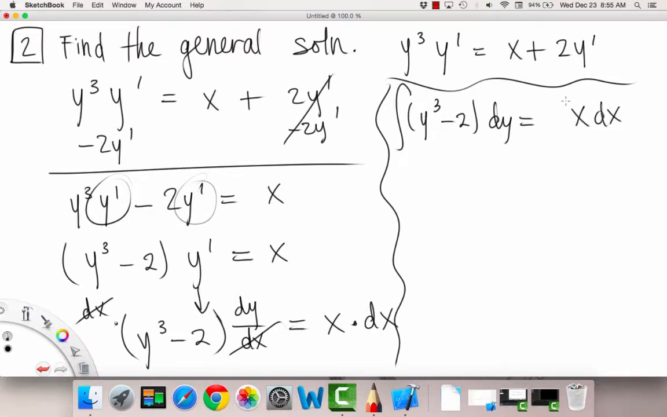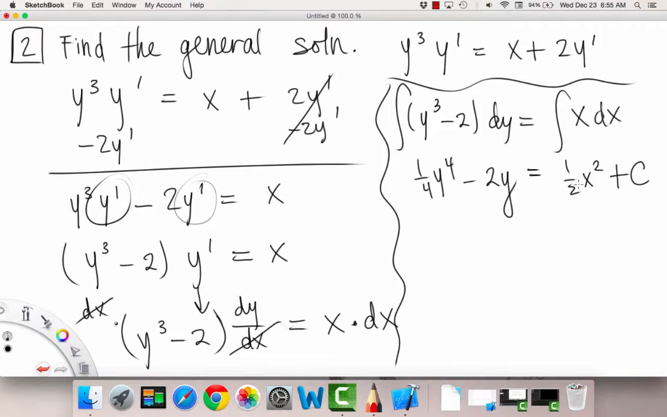Okay, so now all we have to do is integrate both sides. So we get 1 over 4 y to the 4th minus 2y is equal to 1/2 x squared plus c. Okay, alrighty. So now, because we're not given an initial condition or anything, all we have to do is try to get y by itself.